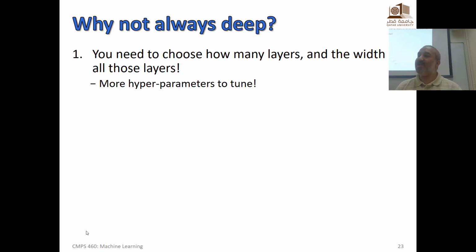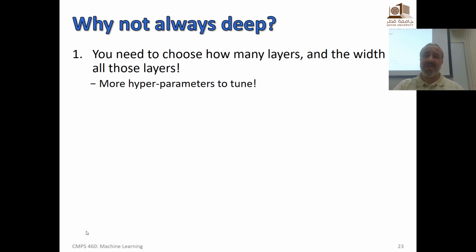So this is not learnable. What is learned by the learning algorithm are the parameters, which are the weights and the biases. But these things are not learned, so you have to tune them. So in deep networks, we have these hyperparameters. We have to tune them. That means that it is more challenging.